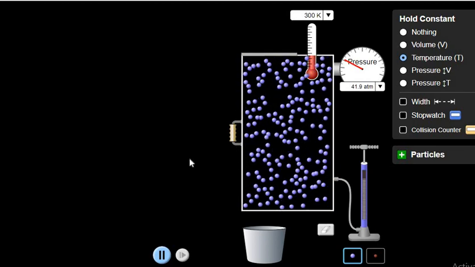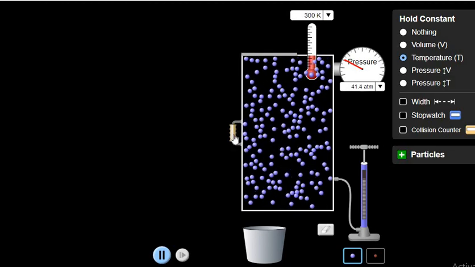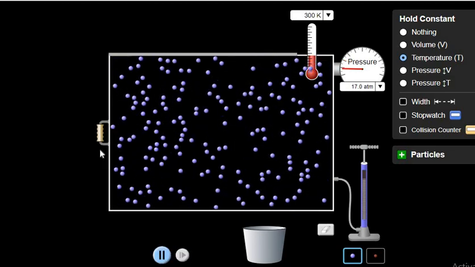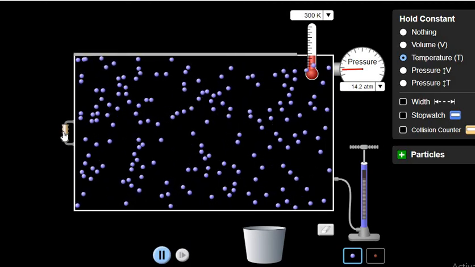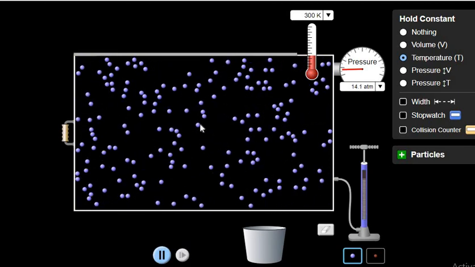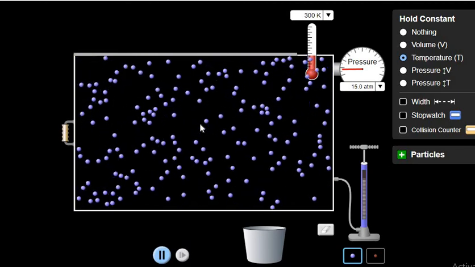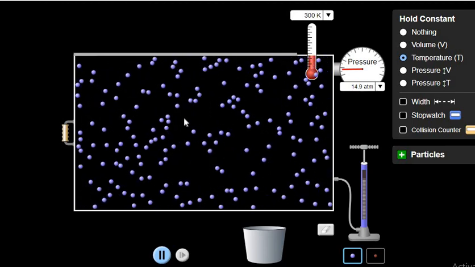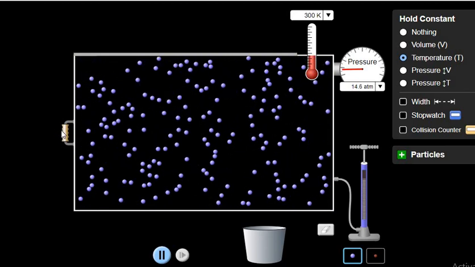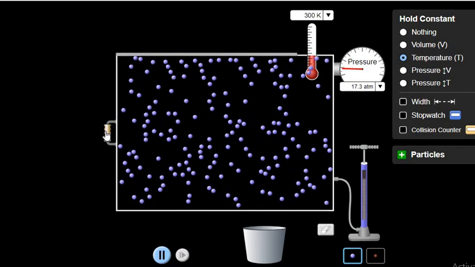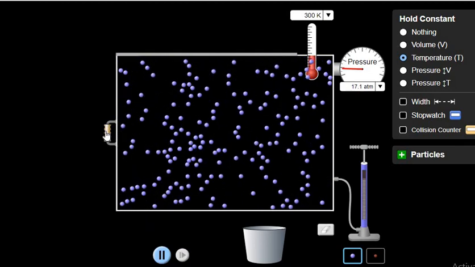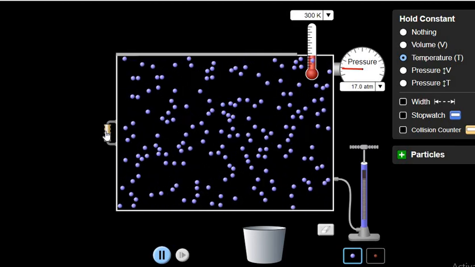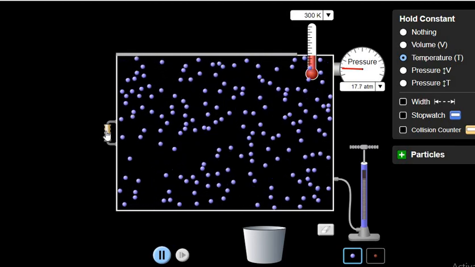What happened to the speed of the particles? I want you to look at the speed of the particles when I have this large volume. Look at the space between particles. I have a large space between particles. And now I will try to decrease the volume. Look at the speed of the particles and the collisions between particles when I decrease the volume.